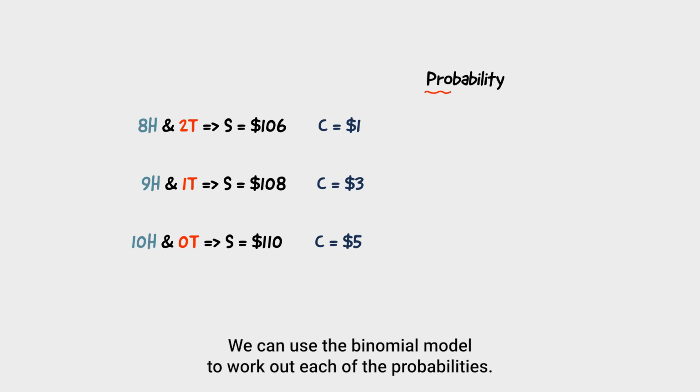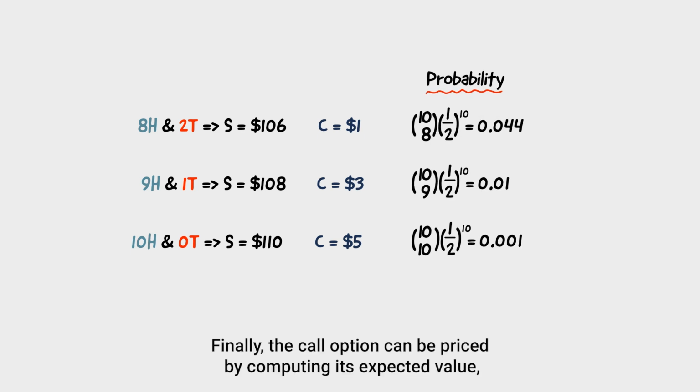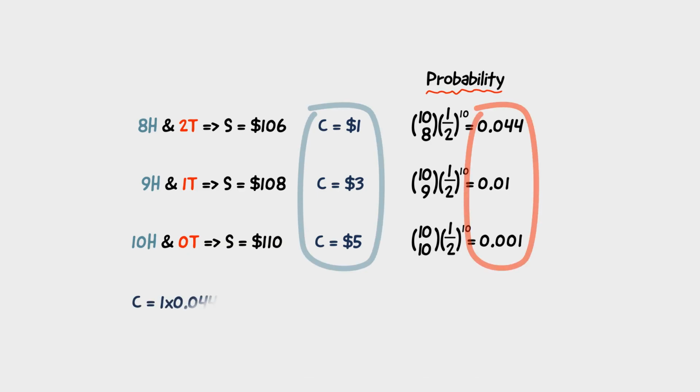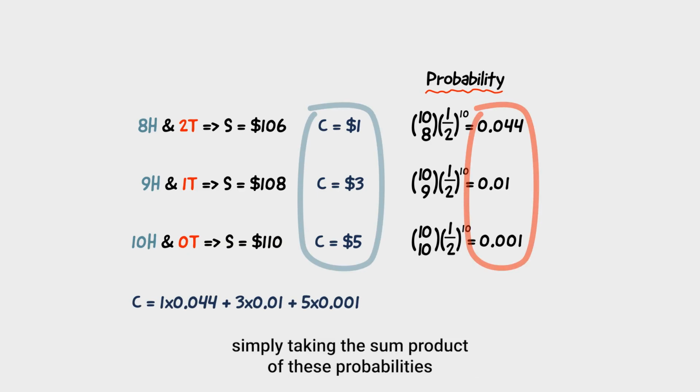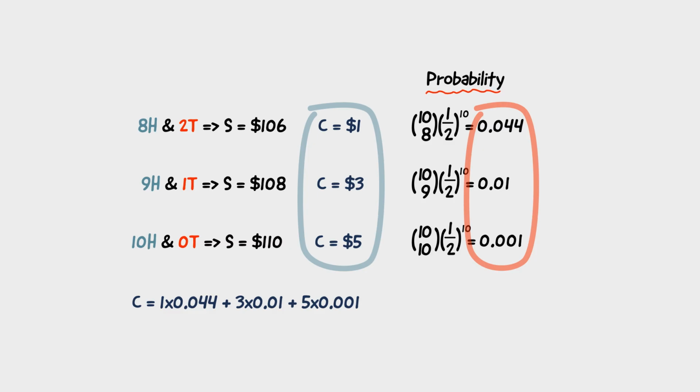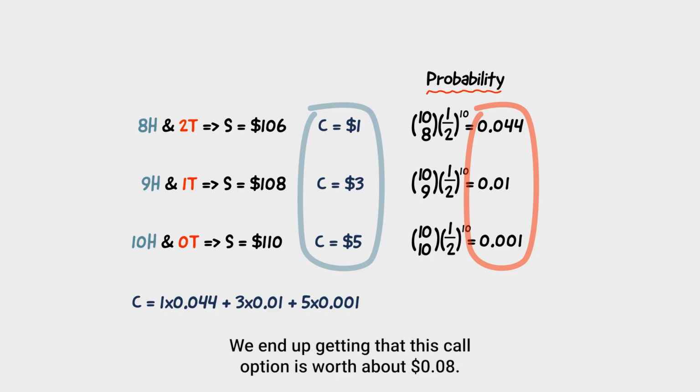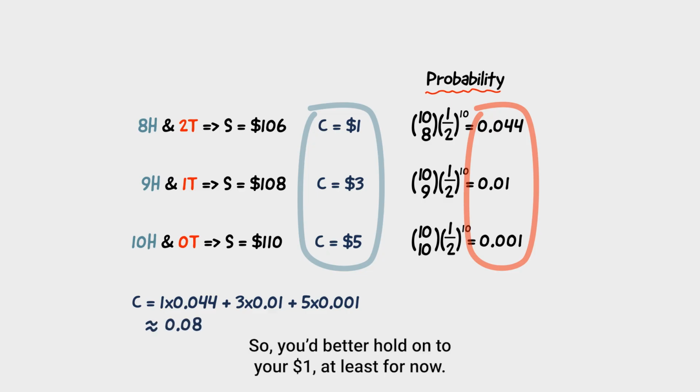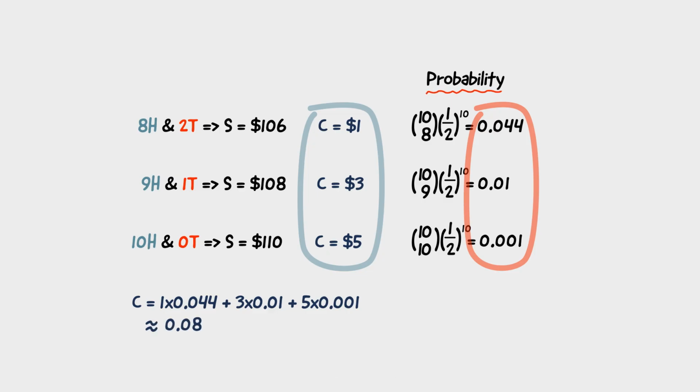We can use the binomial model to work out each of the probabilities. Finally, the call option can be priced by computing its expected value, simply taking the sum product of these probabilities with the values of the call option in those scenarios. We end up getting that this call option is worth about 8 cents, so you'd better hold on to your dollar, at least for now.